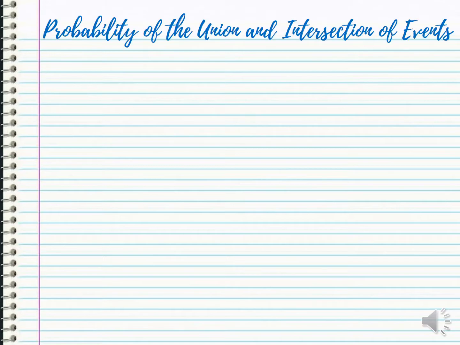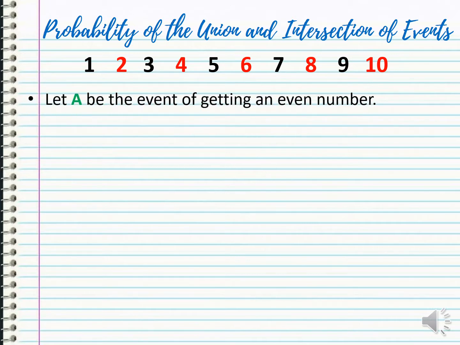Now, an example on the probability of the union and intersection of events. Let us consider these numbers: 1, 2, 3, 4, 5, 6, 7, 8, 9, and 10. And let's say that event A is the event of getting an even number. And let us also say that event B is the event of getting a number less than 6.